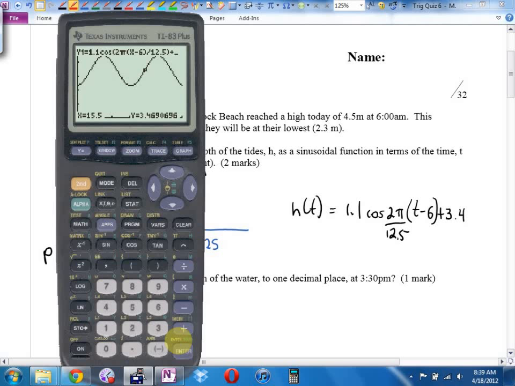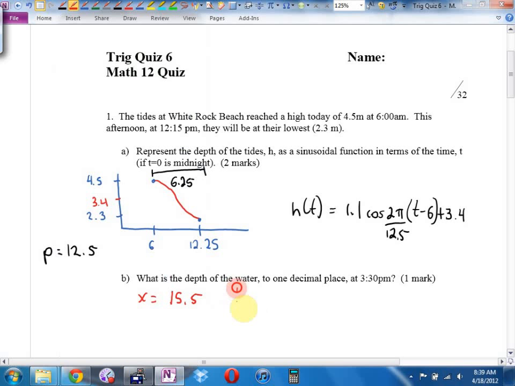What does it say to 1 decimal place? 3.4 meters high. Is that right? No one nodding? Is that right? Yes? H of 15.5 equals 3.4.